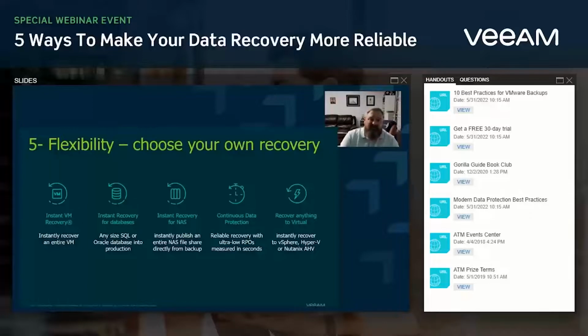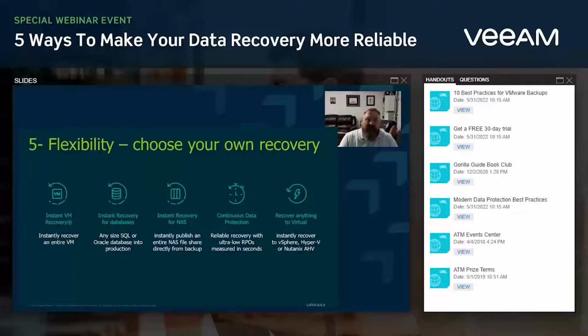And the interesting thing here is if you read that description, the first 2 words are the most important. Any size SQL Oracle database instantly back into production. And I like to say, why wait when it can be instant? And that's a real thing. Recovery more often than not takes as long as the backup, if not longer sometimes than the backup took. So having the ability to instantly put it back is really a game changer.